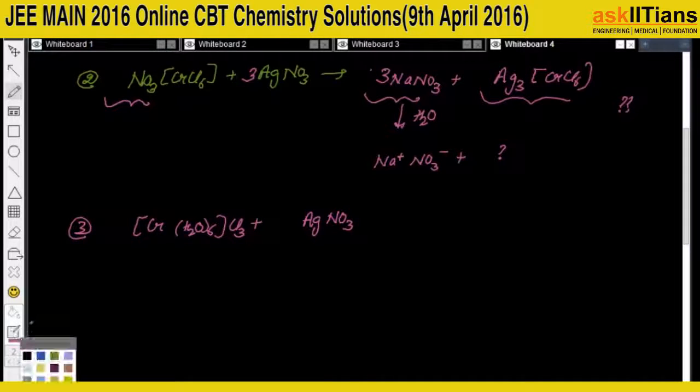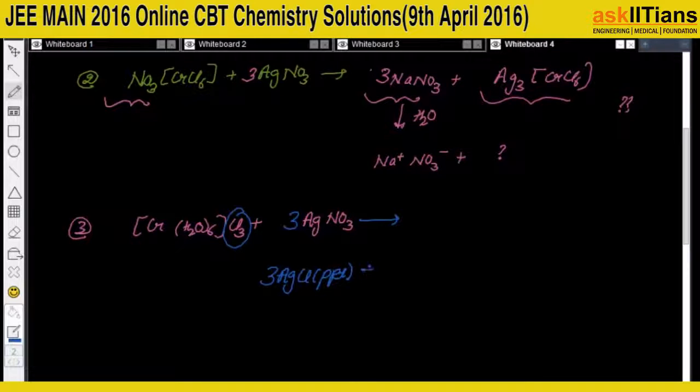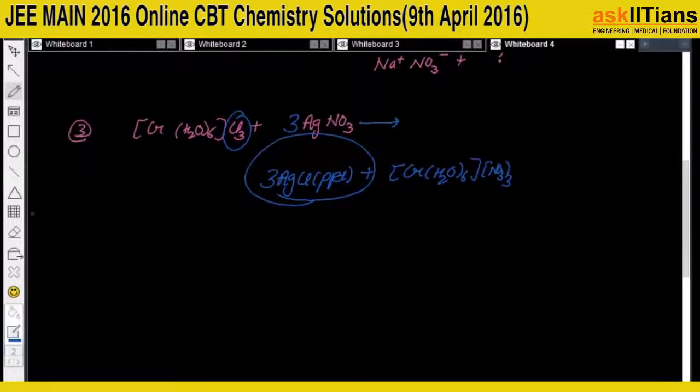Now again we can see here that there are 3 chlorines outside this coordination sphere. So there will be 3 moles of AgNO3 that will be required. And hence you will be getting 3 moles of AgCl as precipitate formed, along with [Cr(H2O)6](NO3)3. That means here you will have 3 moles of AgCl formed because there were 3 moles of AgNO3 which will be used in the reaction.